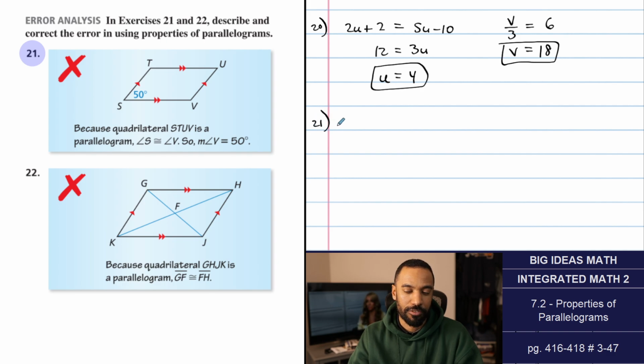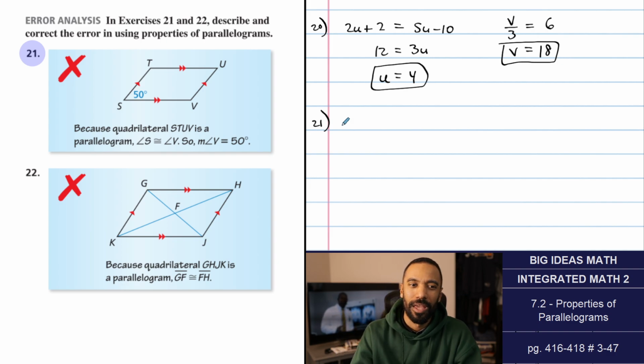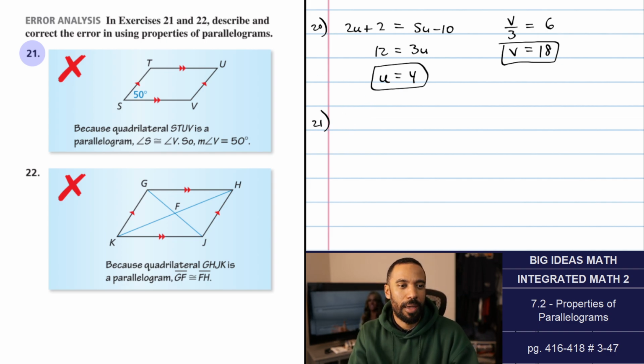I can poo-poo on graphs when it comes to the time it takes, but what better way to work something off a parallelogram than saying, gee, I need the same slope because they need to be parallel. Things like that, right? Totally there. All right, exercises 21 and 22. Describe and correct the error in using properties of parallelograms.